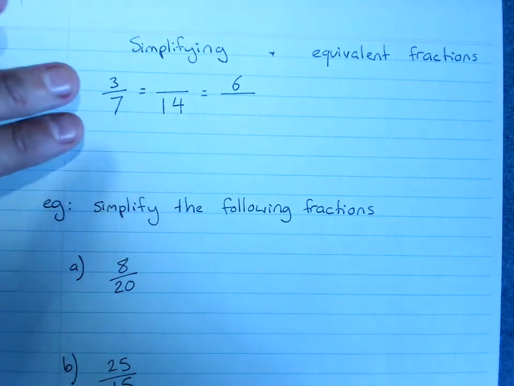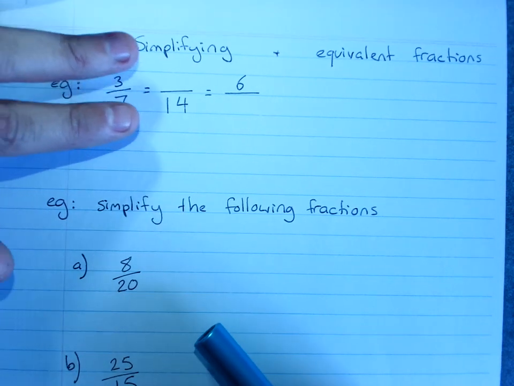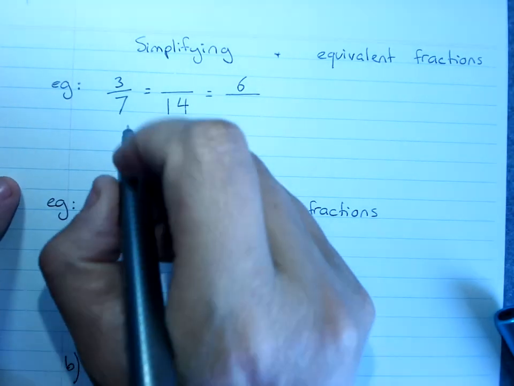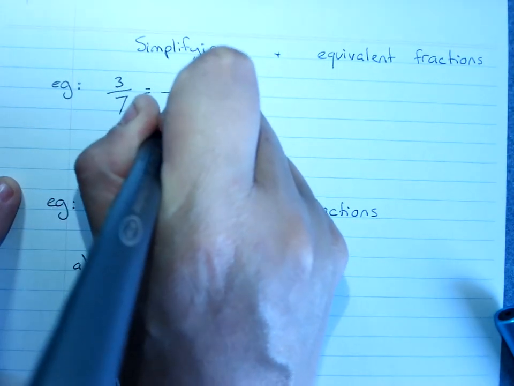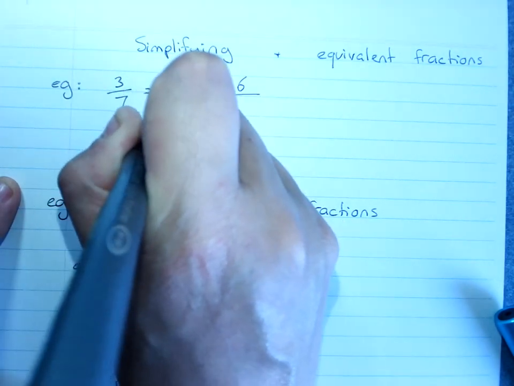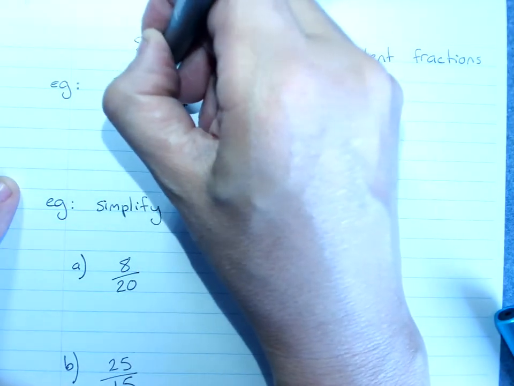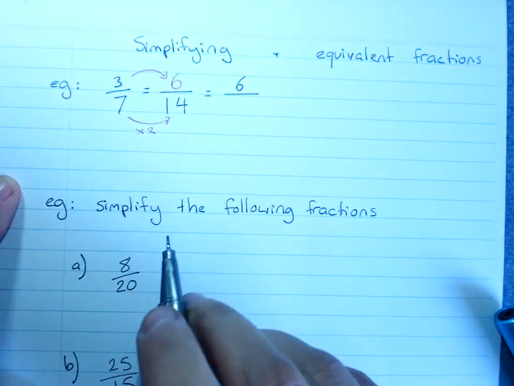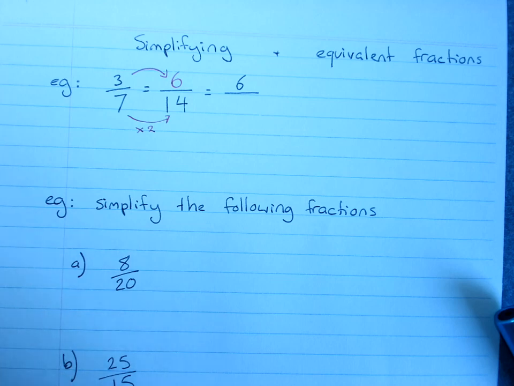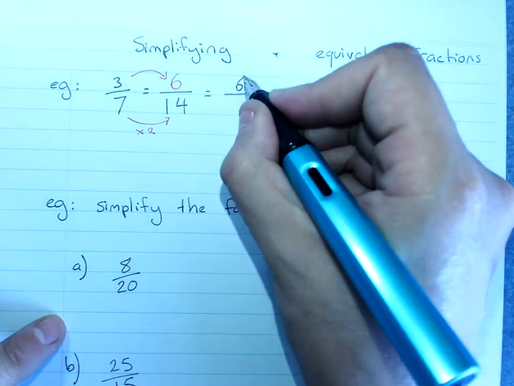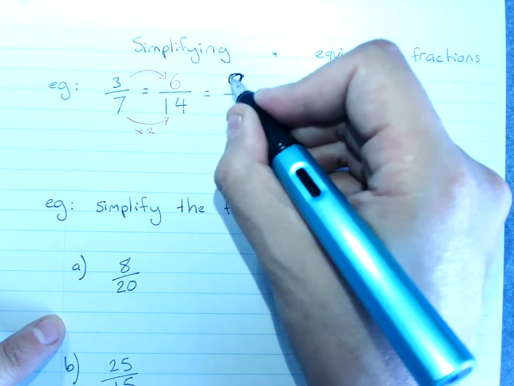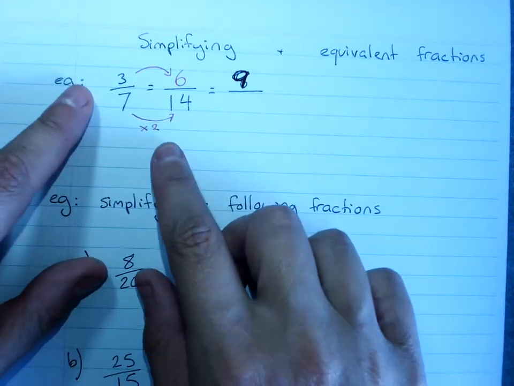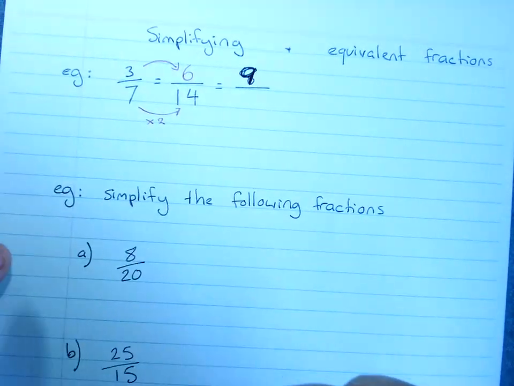And they're asking, well, if I've got 3 out of 7, what's an equivalent fraction out of 14? Ask yourself, what did we multiply 7 by to get 14? That would be times 2. I've got to do the same thing to the top. 3 times 2 is 6. And this question ended up wrong, so this was meant to be a 9. So 3 out of 7 is the same as 6 out of 14.